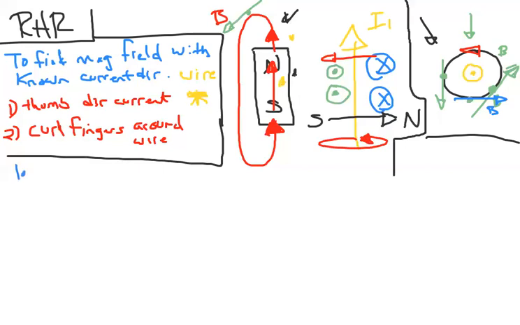So what I say is, to find current direction with a known magnetic field direction.